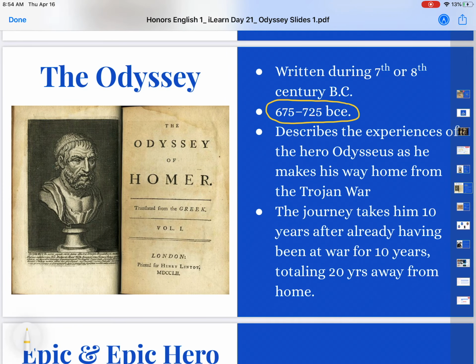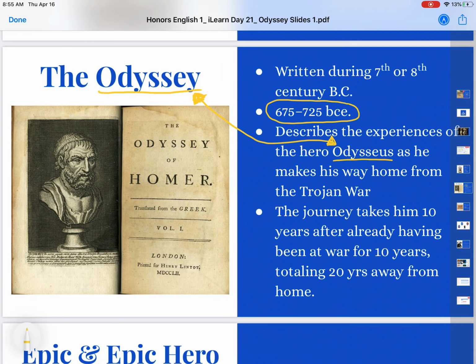It describes the experiences of the hero Odysseus as he makes his way home from the Trojan War. So Odysseus and Odyssey. Can you make a connection between these two words? And also, my daughter may come downstairs. We'll push through it because she's very loud.